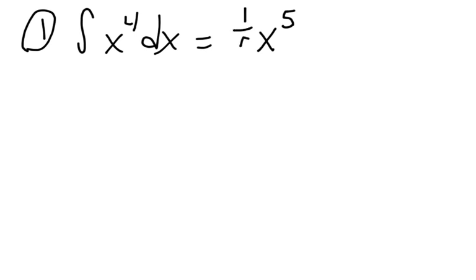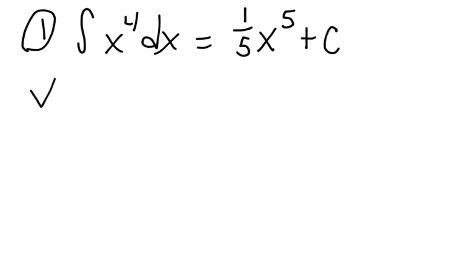Let's find the integral of x to the 4th dx. Okay, so the idea here is that we're going to add 1 to the power, so that's going to be x to the 5th, and we're going to multiply by the reciprocal of the new power, so 1/5. Then I need a plus c.